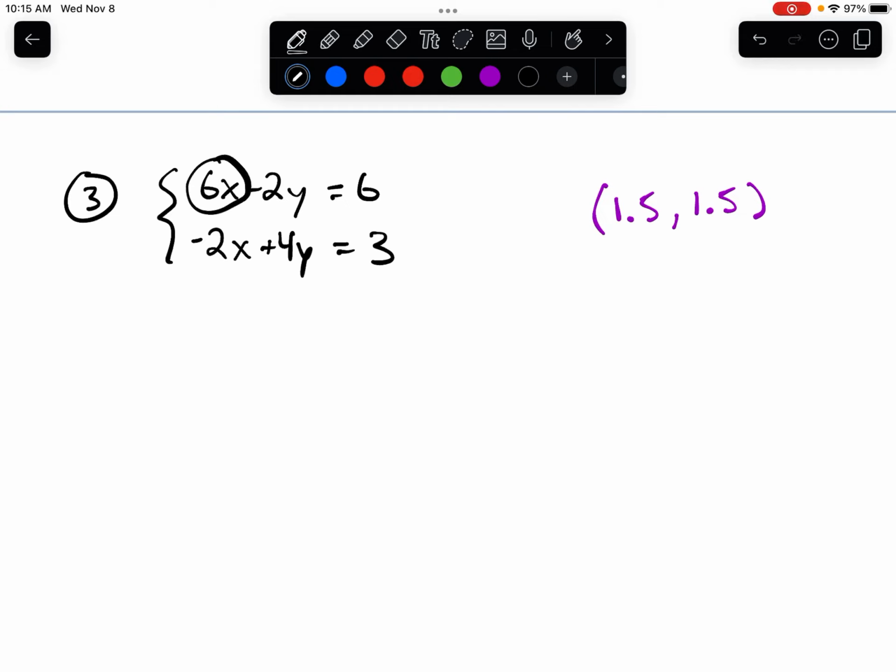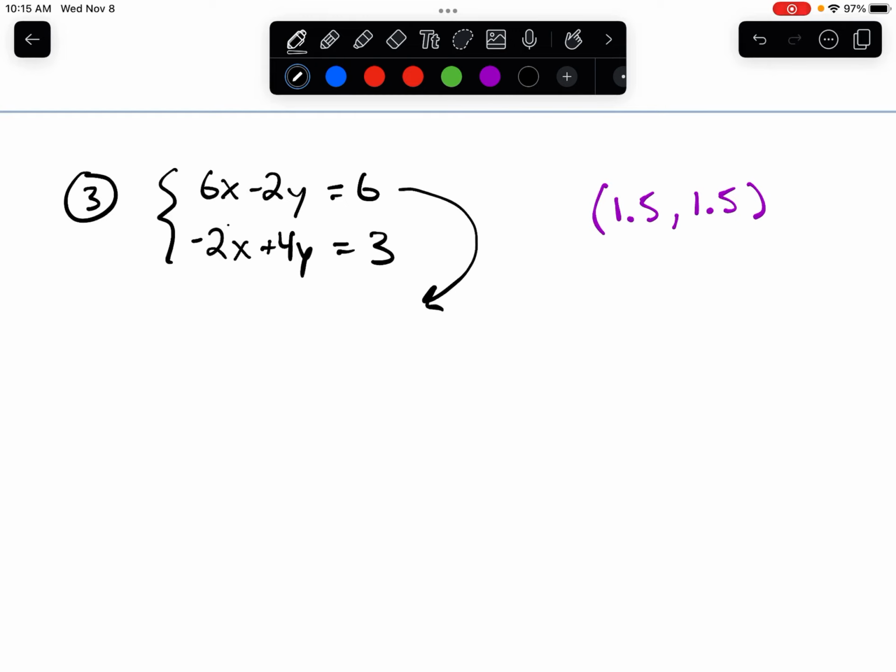So I don't think this 6x is the one I want to get by itself, because if I divide by 6, that would give me some fractions. Same thing with this negative 2x. If I divide by negative 2, I'm going to get a 3 over negative 2, which again is a fraction, so I don't want to do that one. I don't want to divide by 4, because again we're going to get fractions. So I think the best one here is to try to get this negative 2y by itself, because if I divide everything by negative 2, we won't end up with any fractions.